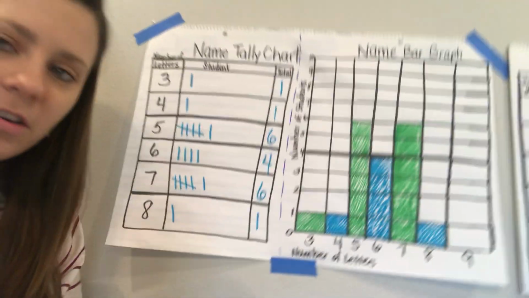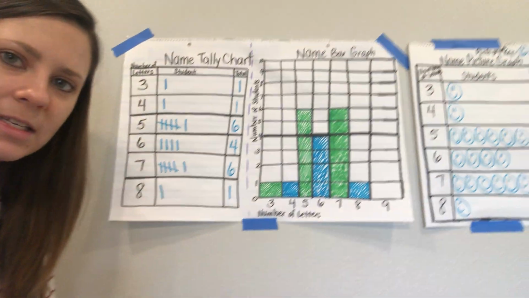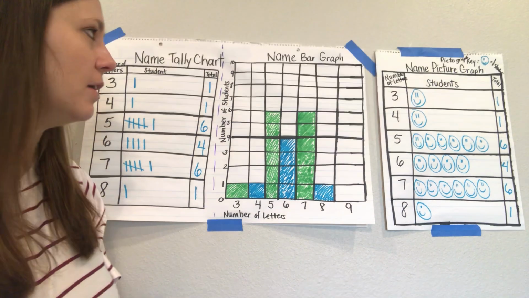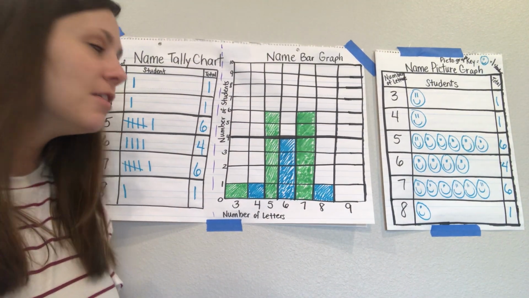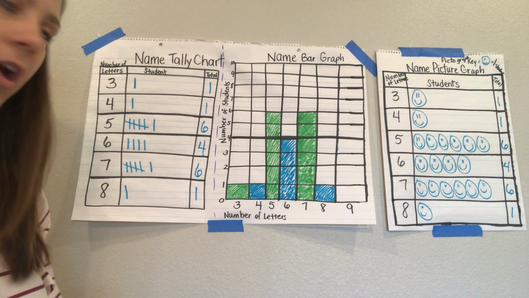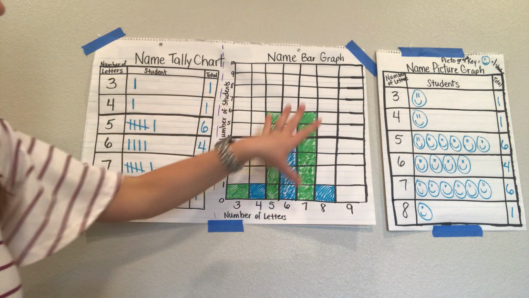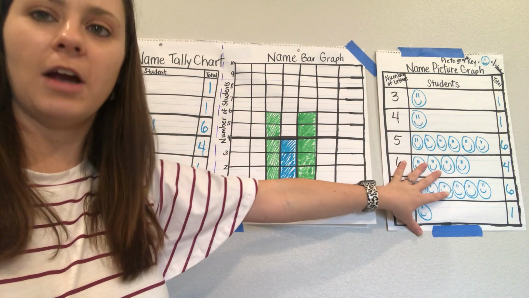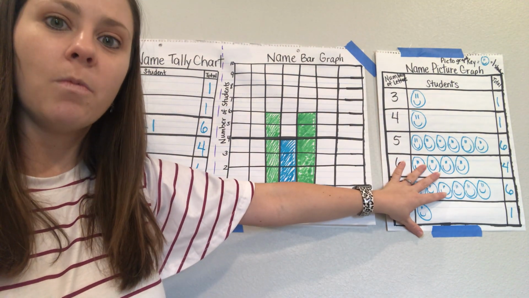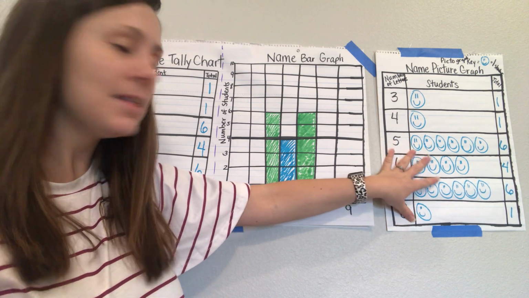So all of our graphs show that there were 19 people surveyed with this question of how many letters are in your name. So remember, we have 3 types of graphs here: the tally chart, the bar graph, and the picture graph, or you can call it a pictograph. We're going to keep learning more and more about this this week.